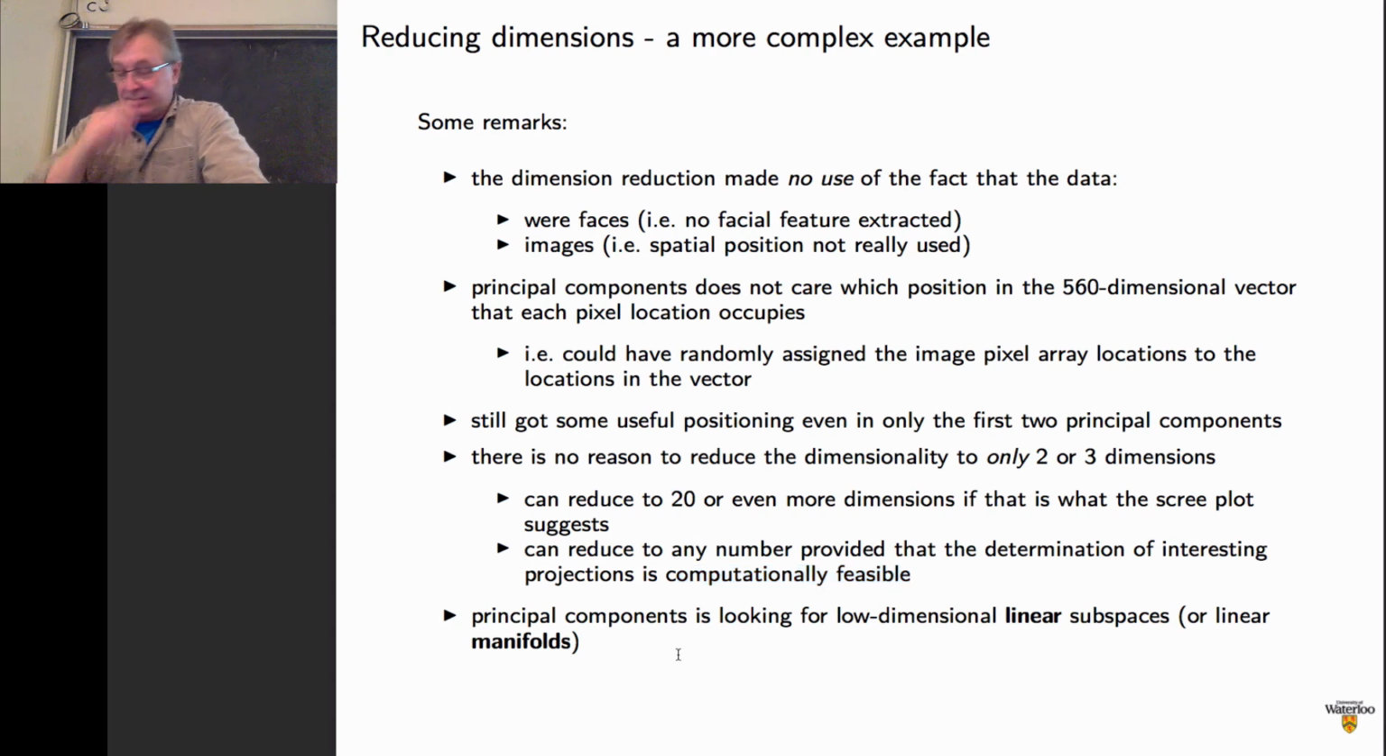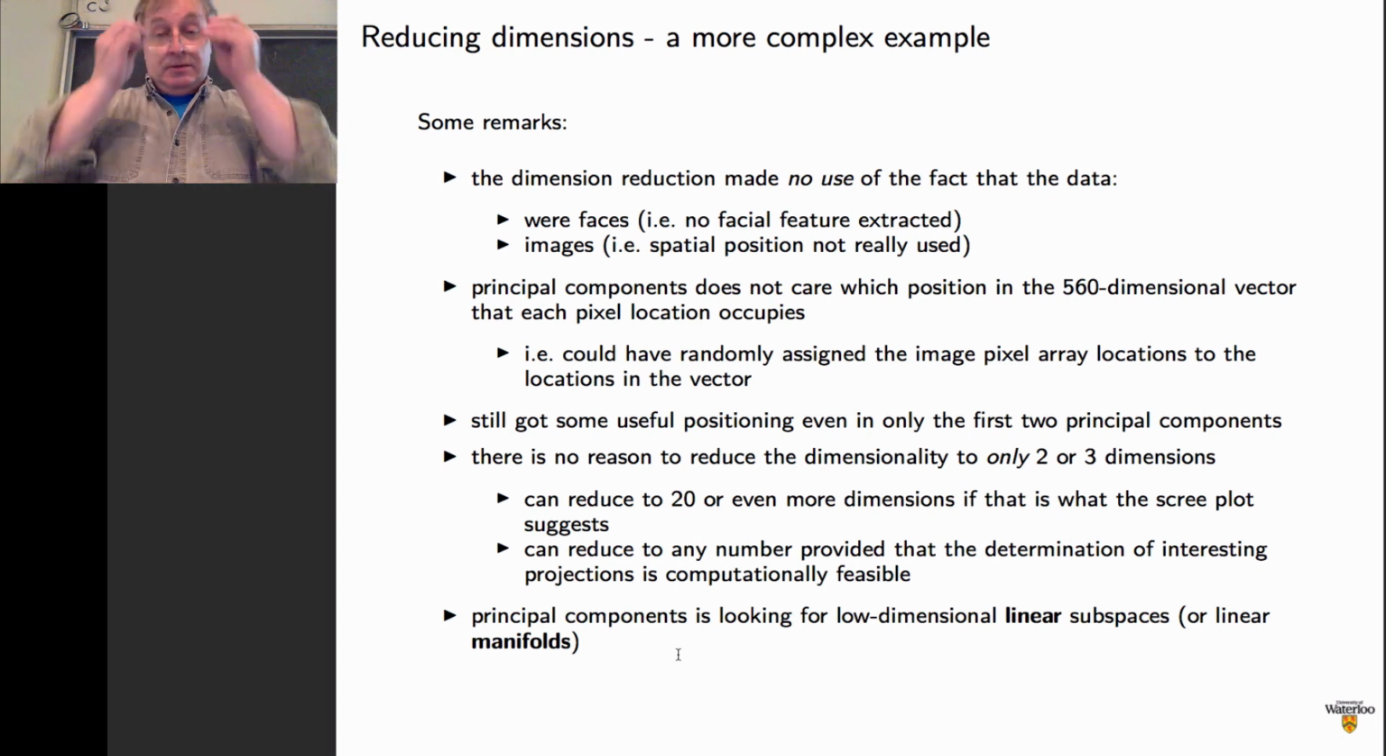So last thing is that principal components, you recall, is looking at linear subspaces. So we've already centered the data, so we're looking at are the points near a subspace through the origin? All subspaces are going through the origin. Are they near that subspace? Are they close to a linear subspace of the original data? So the focus is on that word linear.